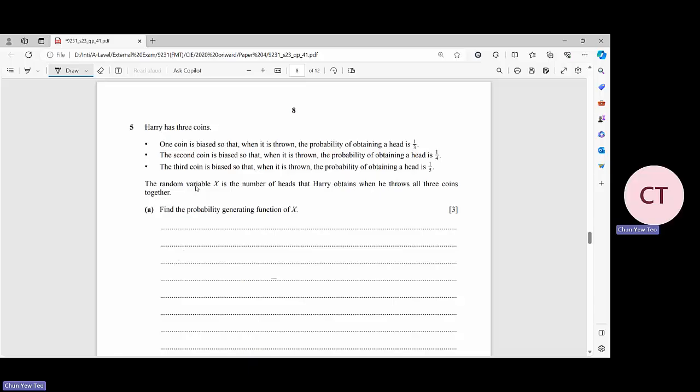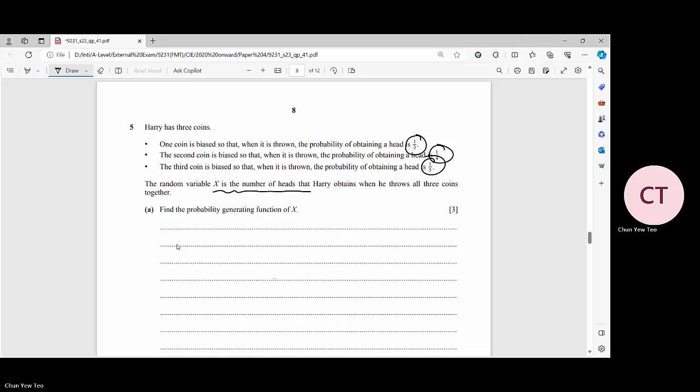Okay, now we take a look at question number 5. Harry has 3 coins. So one coin is biased so that when it is thrown, the probability of obtaining a head is 1/3. The second coin is biased so that when it is thrown, the probability of obtaining a head is 1/4. The third coin is biased so that when it is thrown, the probability of obtaining head is 1/5. The random variable X represents the number of heads that Harry obtains when he throws all the 3 coins.